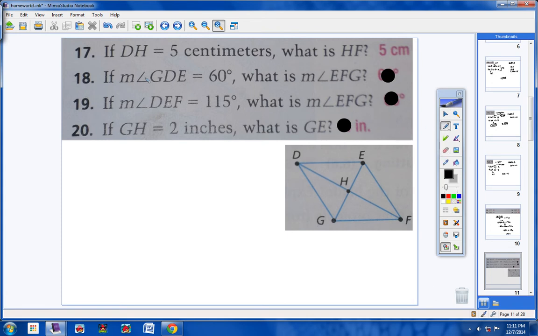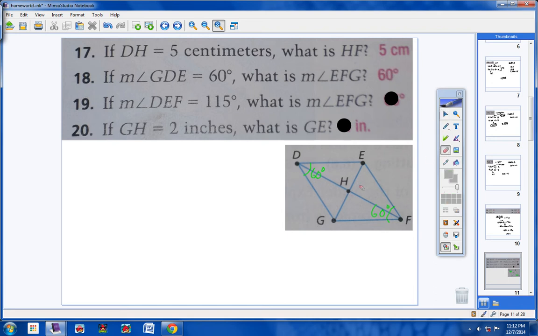Alright, number 18. Angle GDE is 60. GDE. So this whole angle here is 60. The whole angle. What is the measure of EFG? Over here, well guys, in a parallelogram, opposite angles are always congruent, so this would also have to be 60 degrees.